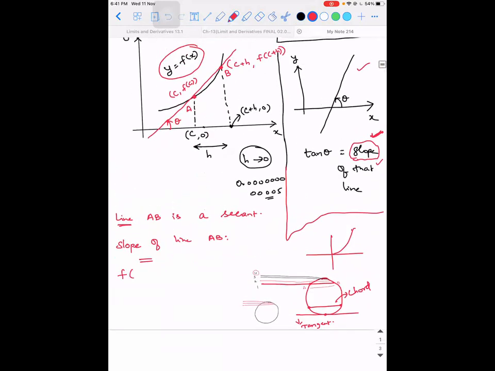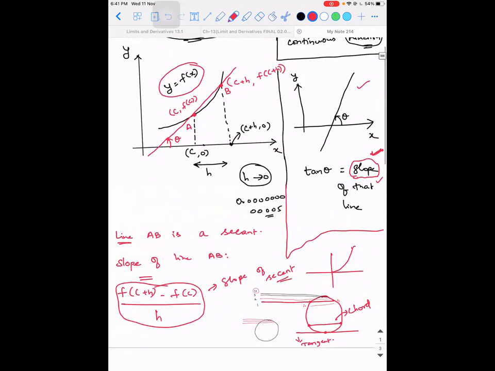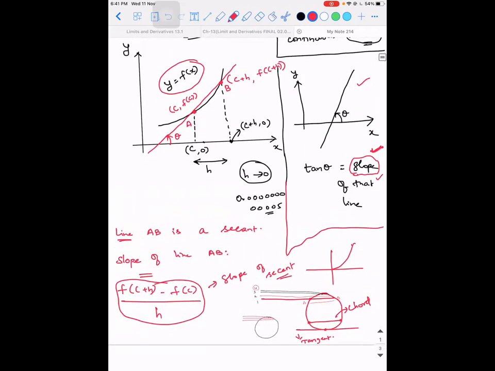It is f of c plus h, that is y2, minus f of c, divided by c plus h minus c, that is going to give us h. That is x2 minus x1. Am I clear with this? So this is the slope of line AB, which is nothing but slope of secant. Now, when can the secant become a tangent? When can the secant become a tangent? When H becomes 0? Excellent. H should not become 0. H should tend to 0.